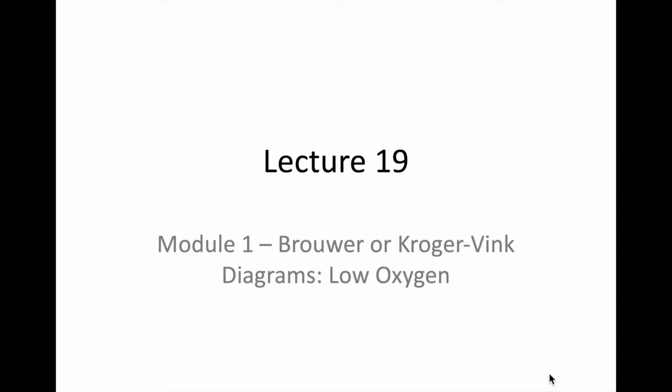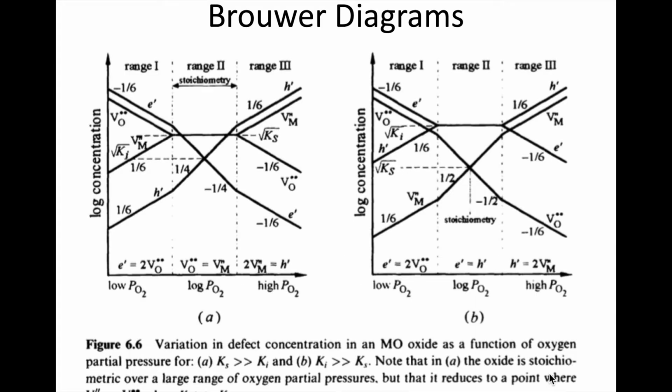All right, in this module, we're going to start talking about what we call Brouwer or Kroger-Vink diagrams. These are diagrams that are going to use the Kroger-Vink notation that we've developed and the defect reactions that we've talked about in order to talk about concentrations as a function of partial pressure. And so specifically, we're going to look at oxygen. So let's look at one of these Brouwer diagrams and kind of get a feel for what we're looking at.